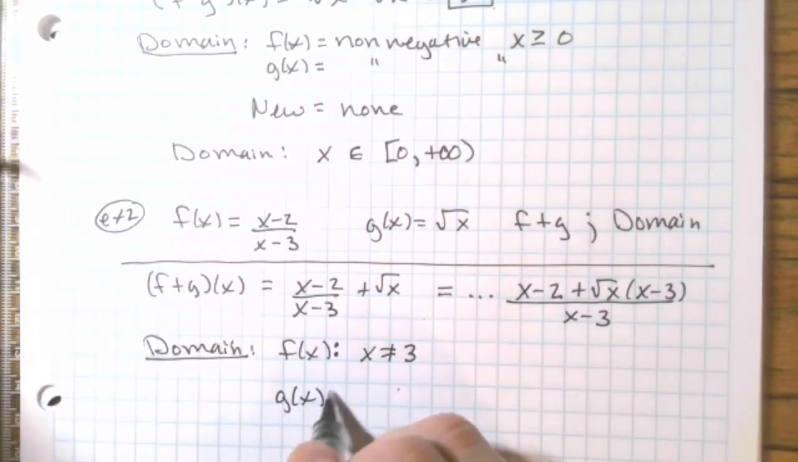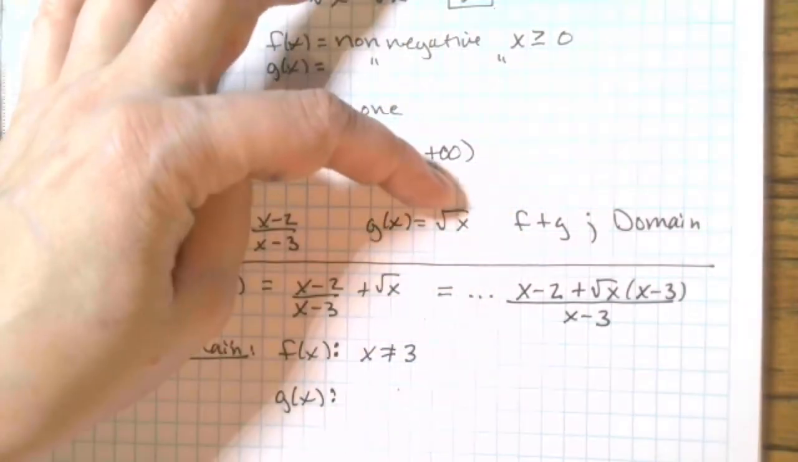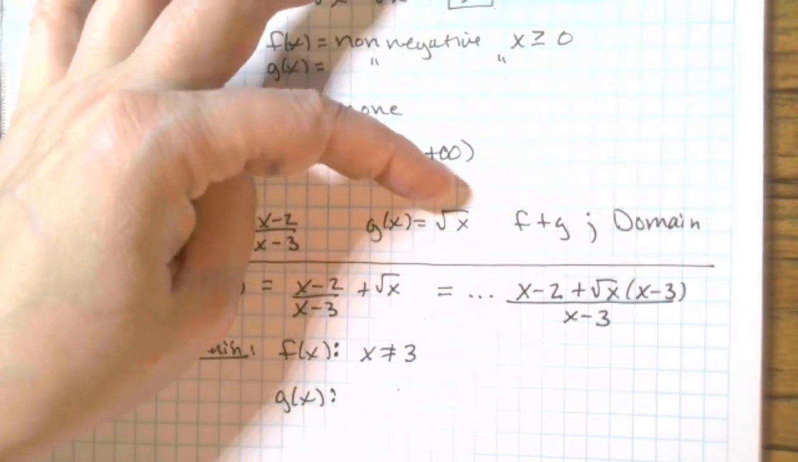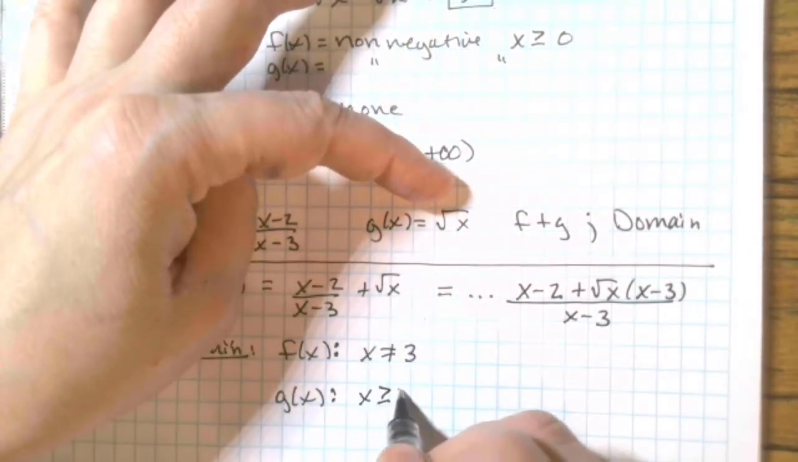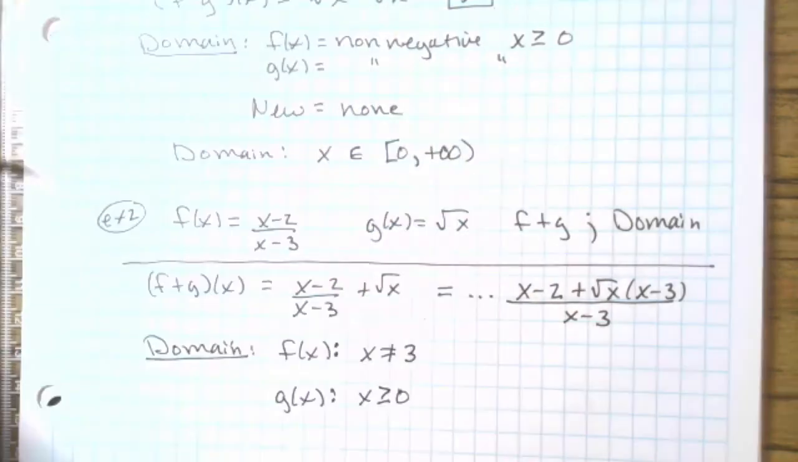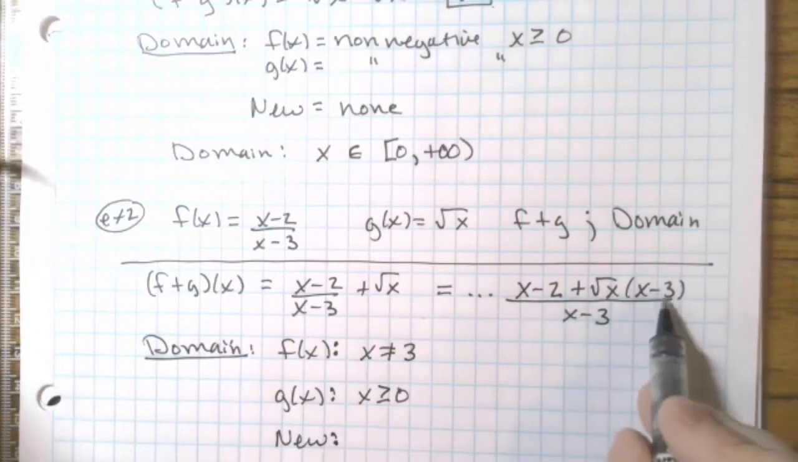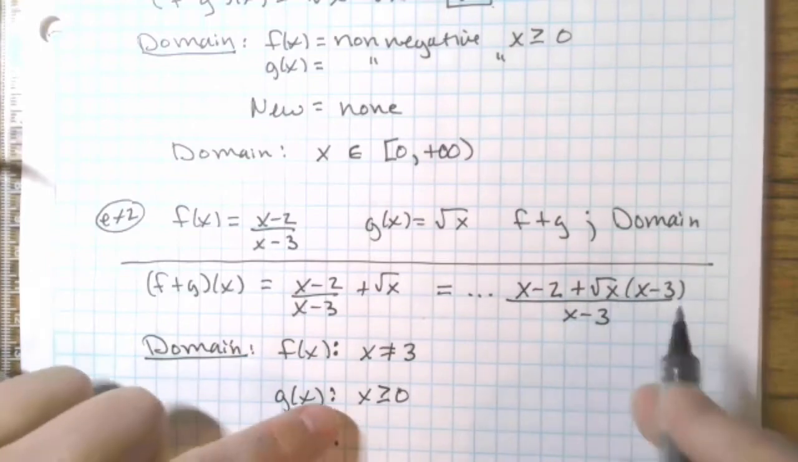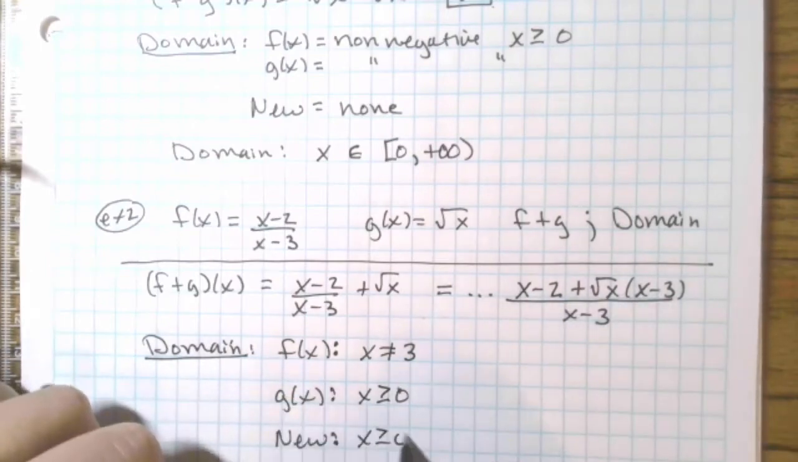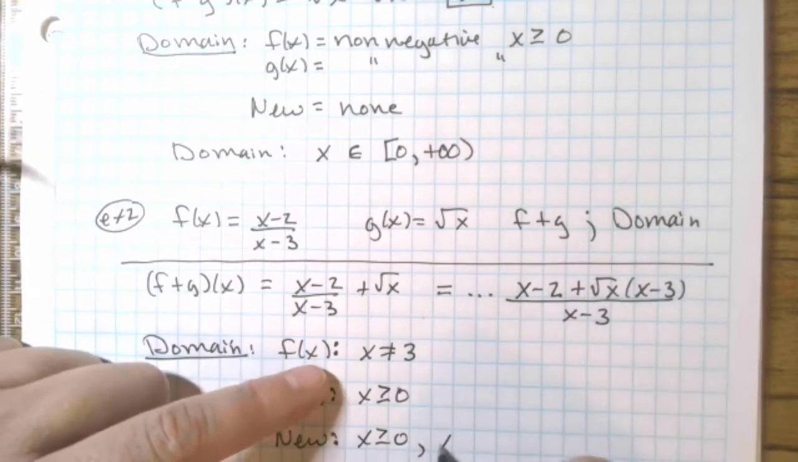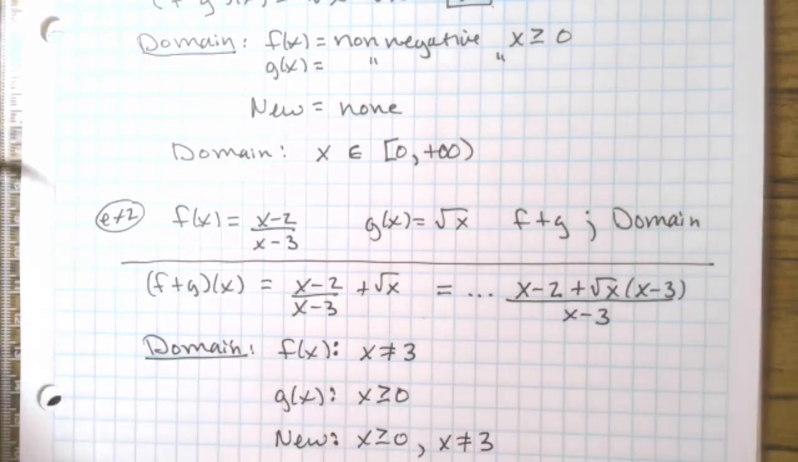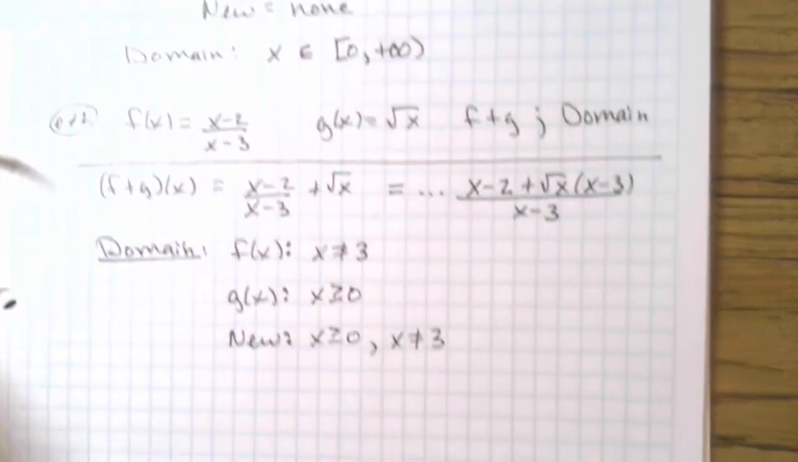Okay, now g of x. G of x, x can't be negative, so x has to be greater than or equal to 0. Now the new one, the only restrictions on the new one are the same. X greater than or equal to 0. And on the bottom, x can't be equal to 3. So it really didn't add any new restrictions to the domain.